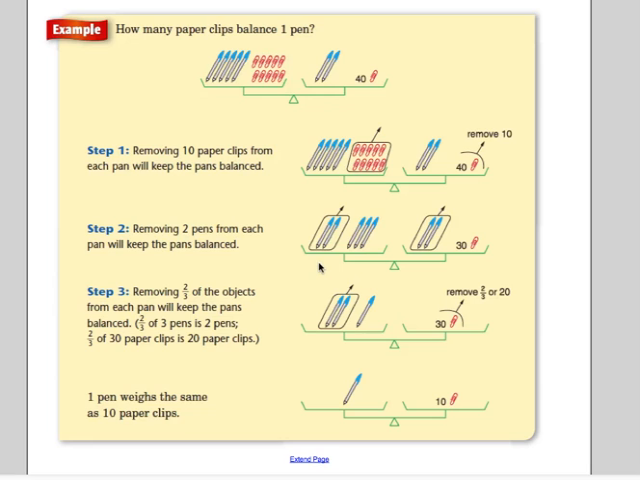Now, after I take 2 pens from each side, I've got 3 pens left on the left side, 30 paper clips on the right side. Well, if I remove 2/3 of the objects from each pan, it will keep the pans balanced. Because in other words, think about dividing by 3. Since I've got 3 pens and I want to know how many paper clips balance 1 pen, I could divide those by 3. I've got 30 paper clips over here. If I divide them by 3, or in other words, remove 2/3, what will be left? We're left with 1 pen and 10 paper clips.